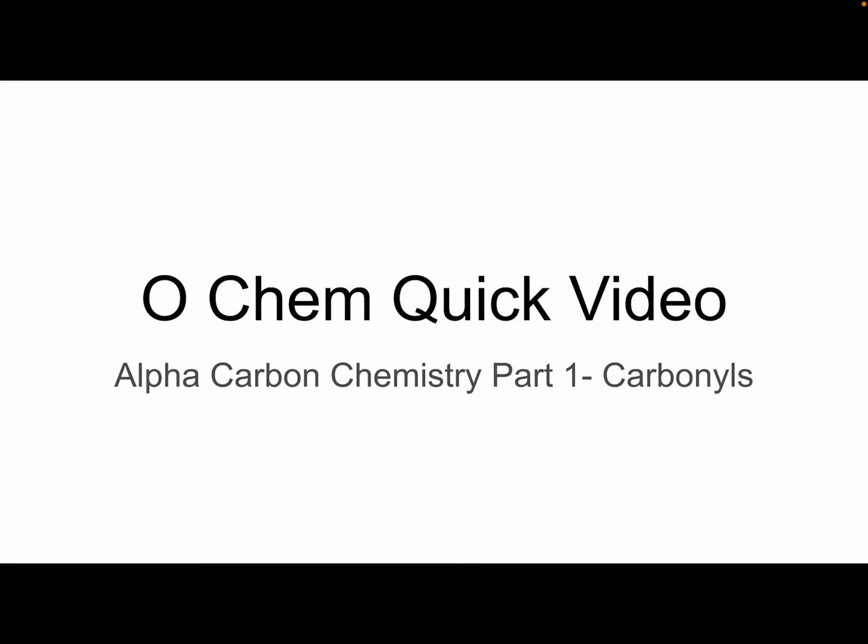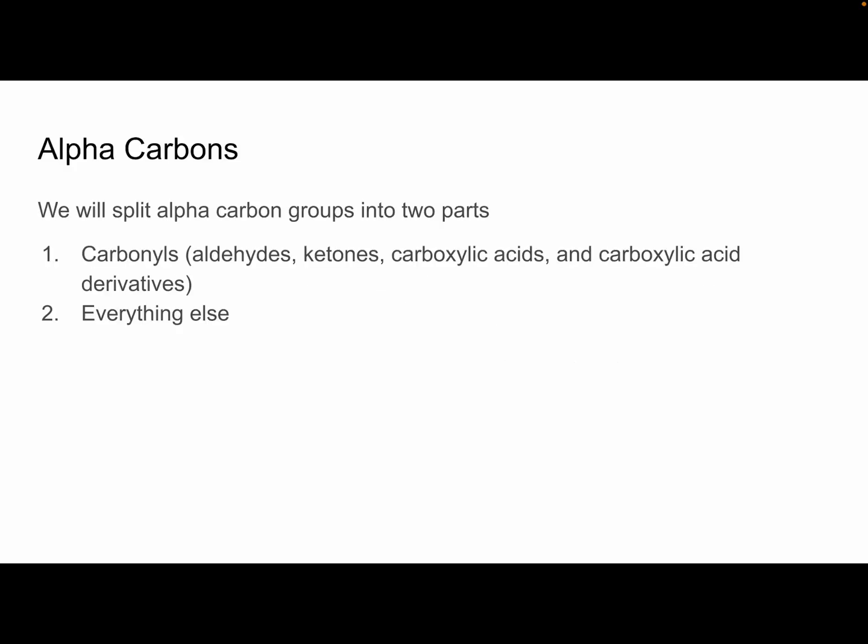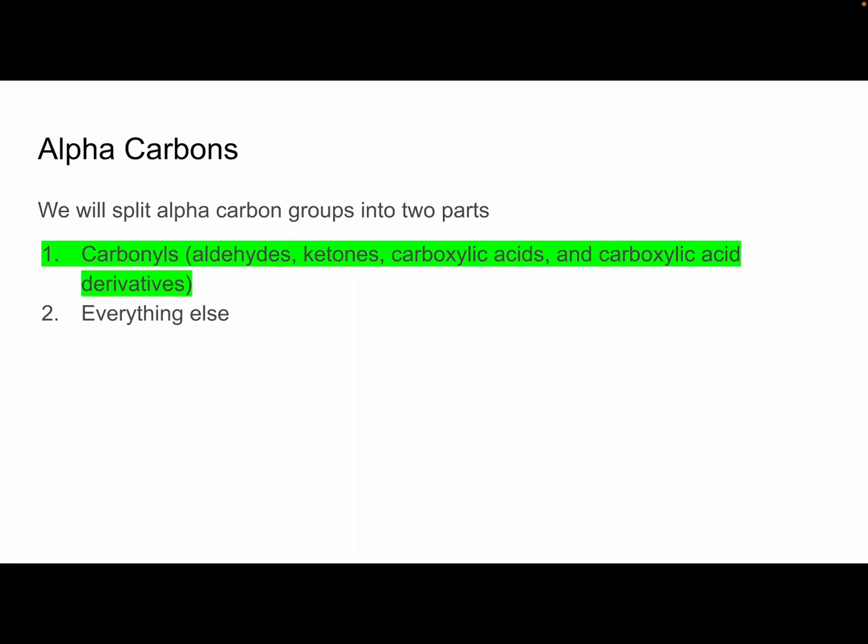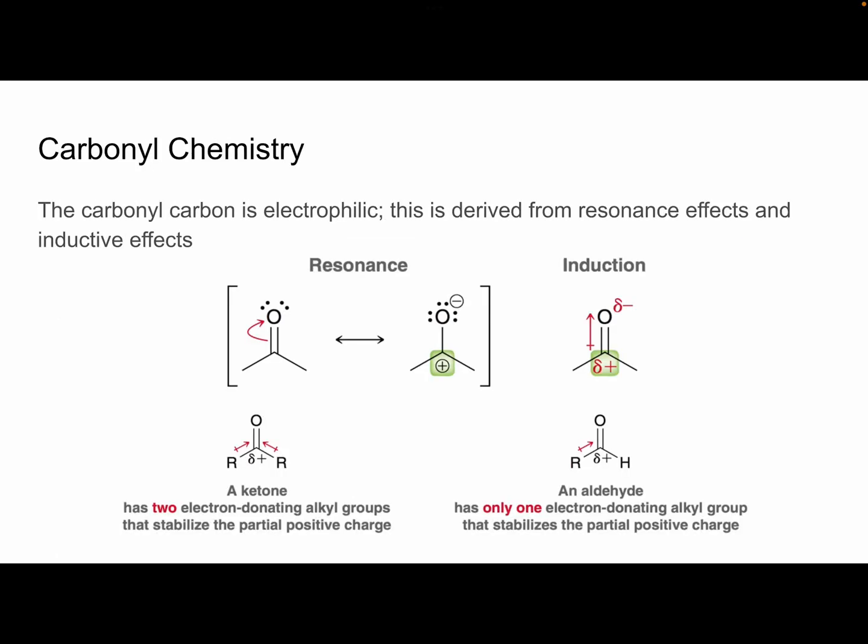This is Alpha Carbon Chemistry Part 1, Carbonyls. In this class, we're going to split alpha carbon groups into two different parts. First, we'll talk about our carbonyls, which are any of our functional groups with a C double bonded O. That includes aldehydes, ketones, carboxylic acids, and carboxylic acid derivatives, and then everything else. This being the first video, we will be dealing with the first part of our carbonyls.